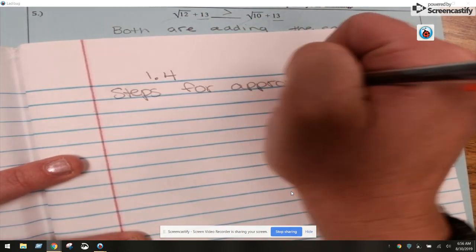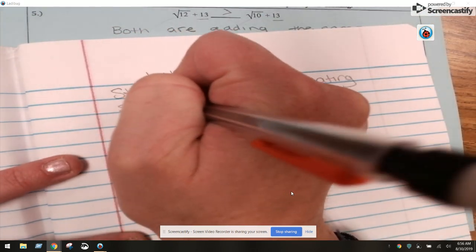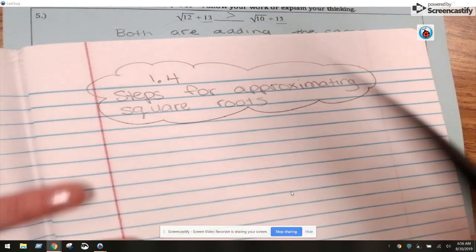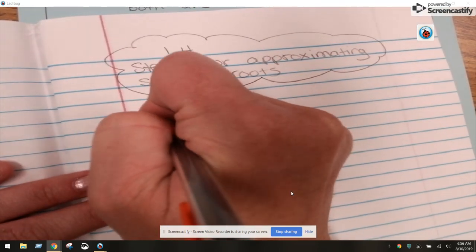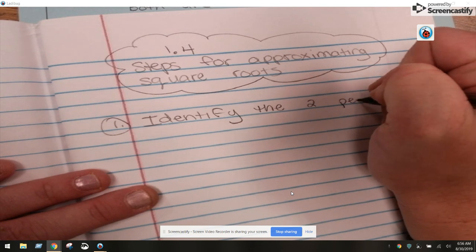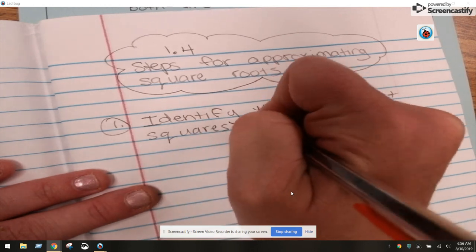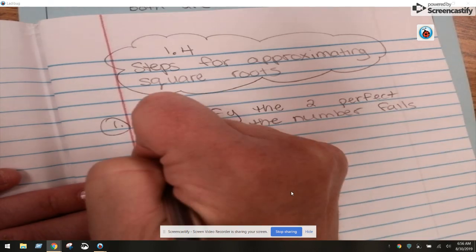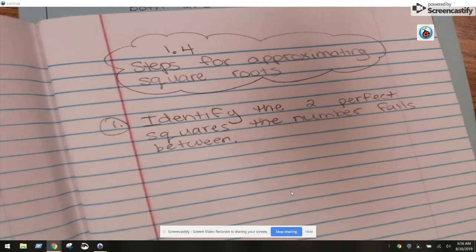All right. And these steps you're going to want to remember the best you can because they will come back. So we know that this is steps for approximating square roots. Okay, so step 1, we want to identify the two perfect squares that the number falls between. Sorry, I'm trying to write as fast as I can here. Okay, so that would be like when we identify it's between the square root of 9 and the square root of 16 or whatever it may be.